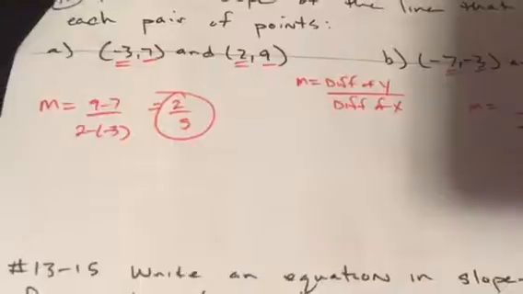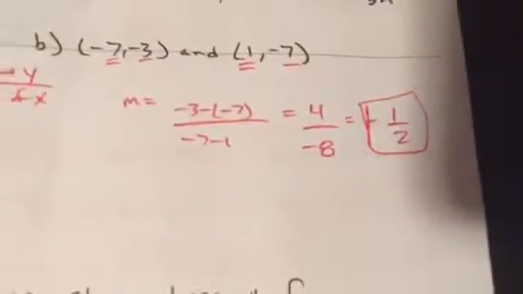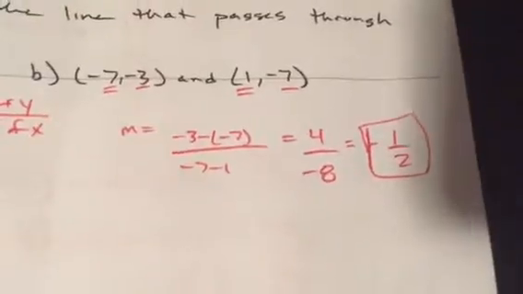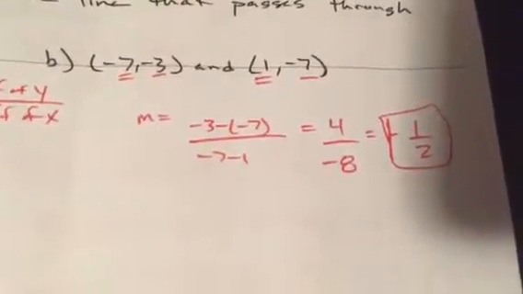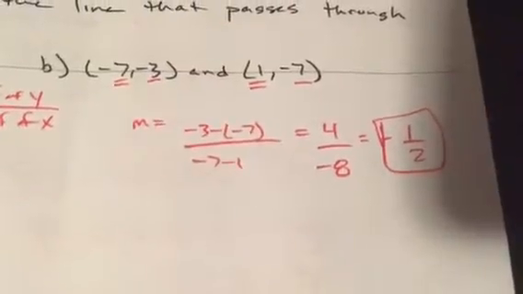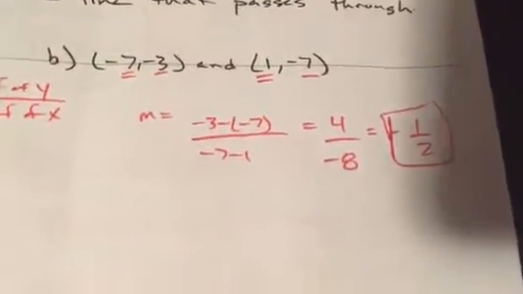So I got to do 2 minus a negative 3. That's 2 over 5. Over here, I'm going to do negative 3 minus a negative 7 gives me 4. If I start with negative 3, the first ordered pair for the y's, I got to do it for the x's: over negative 7 minus 1, which is a negative 8. That is a negative 1/2.